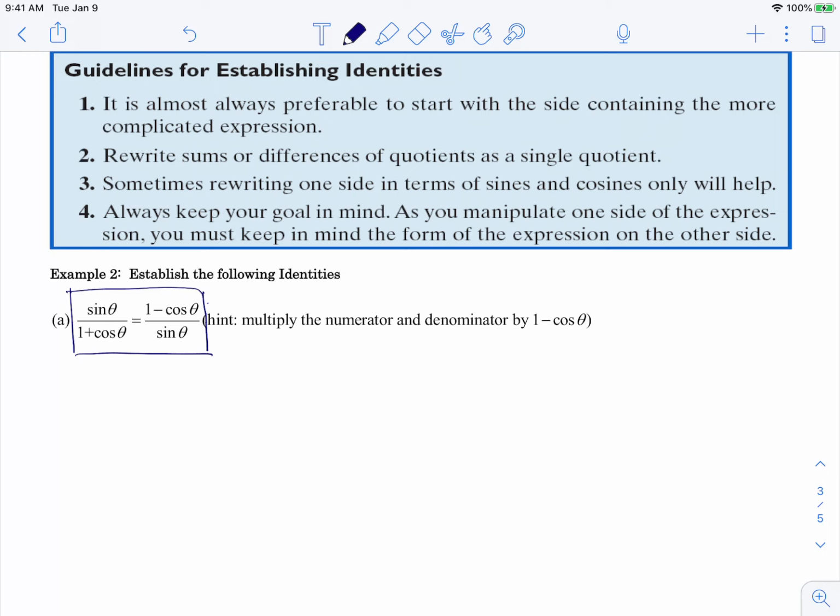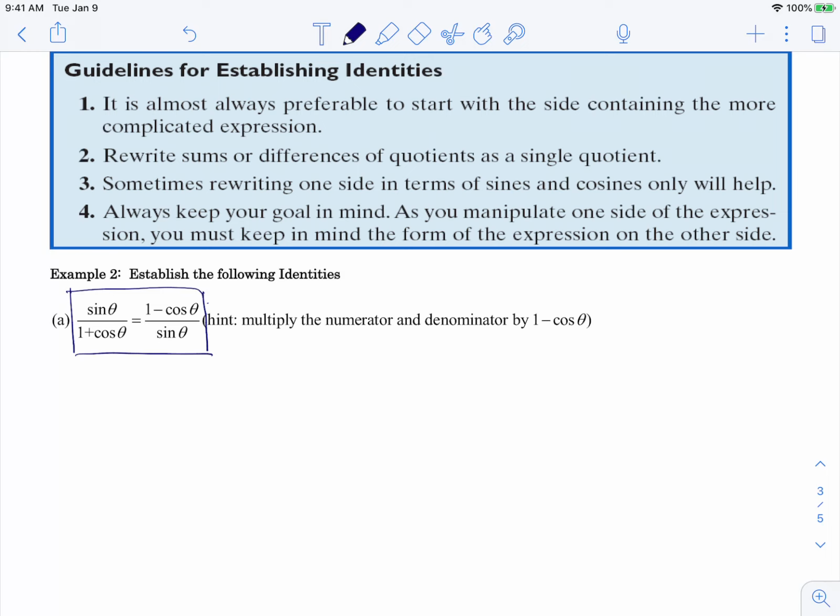So there's some rules. And so you're going to have homework in my math lab, and then you will also have some handwritten homework for me to check how you're proving these. So the rule is start with the messier side first.